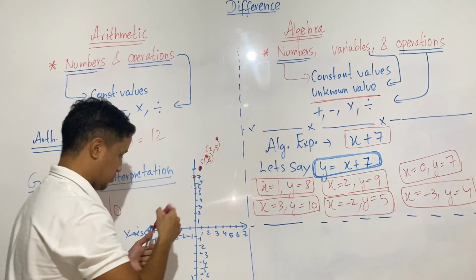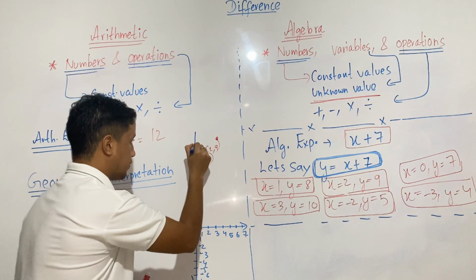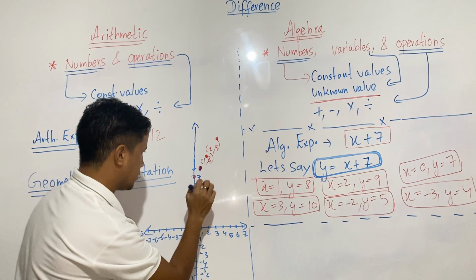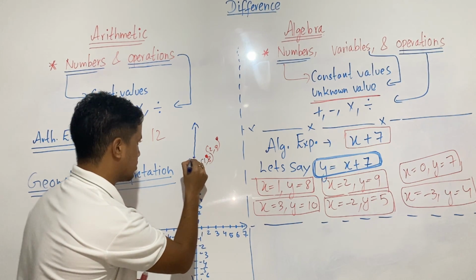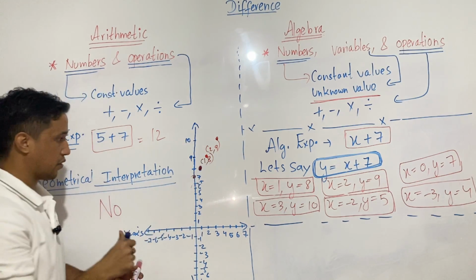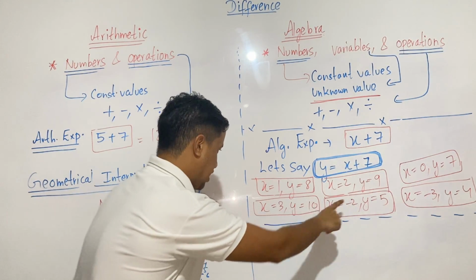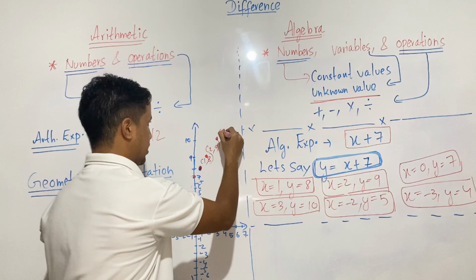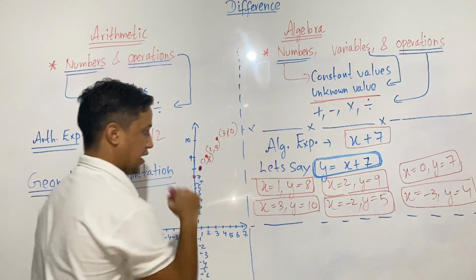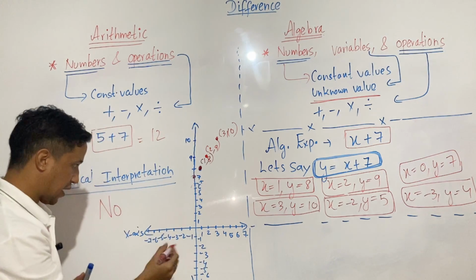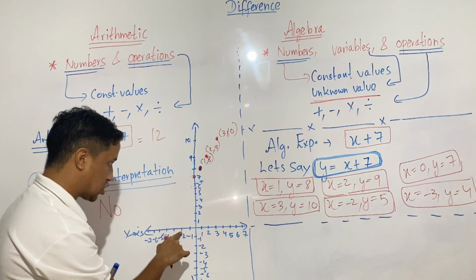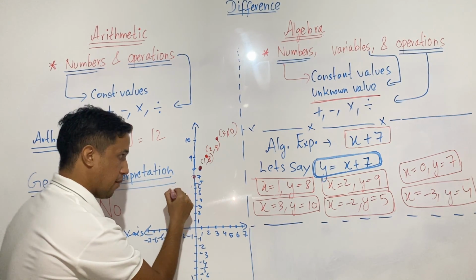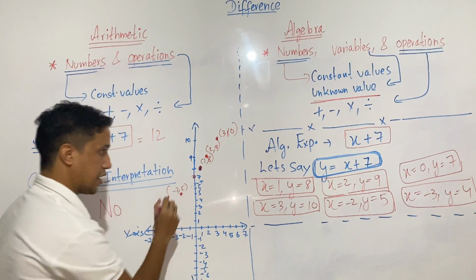If I extend the positive y-axis, sorry, this is 7, this is 8, this is 9, I would say this is 10. Then if you put x as 3, this is the point 3, 10. If you put x as minus 2, y is going to take the value 5, so somewhere here is minus 2, 5.